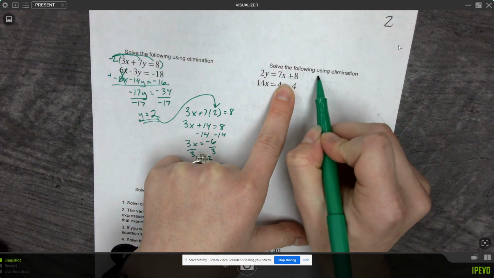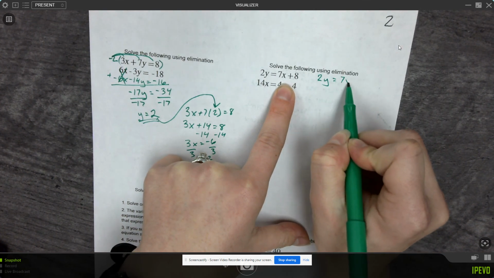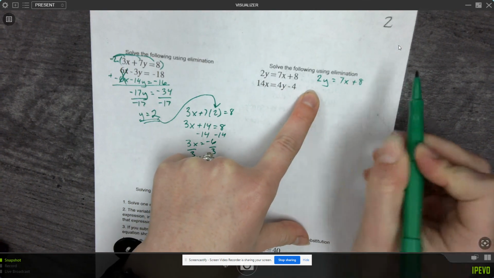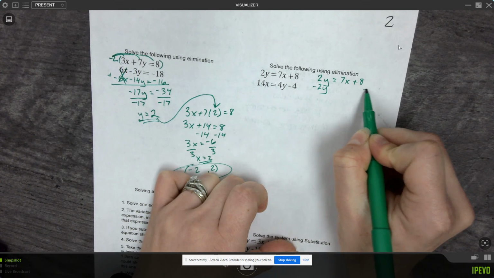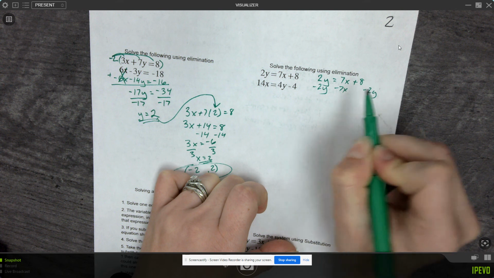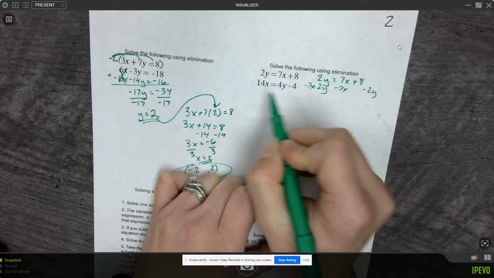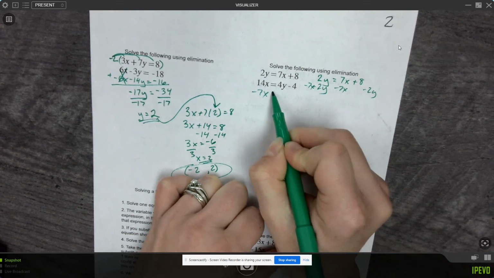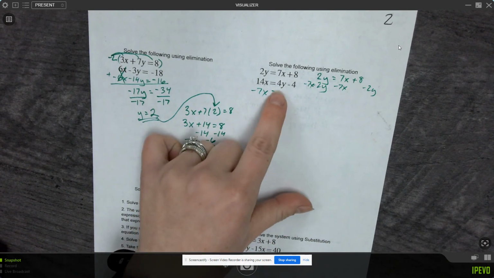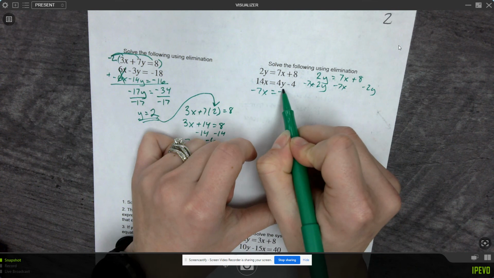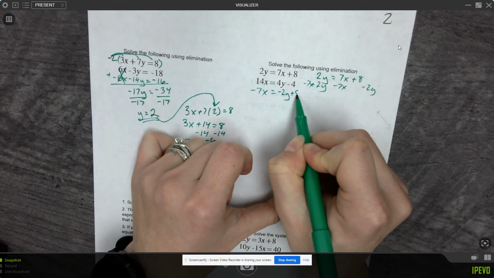So on this equation, I need to move both that 2y and that 7x to opposite sides. So I need to subtract the 2y and subtract the 7x so that it becomes negative 7x equals, now I do need to put the y first because that's how it is in this equation. So negative 2y plus 8.